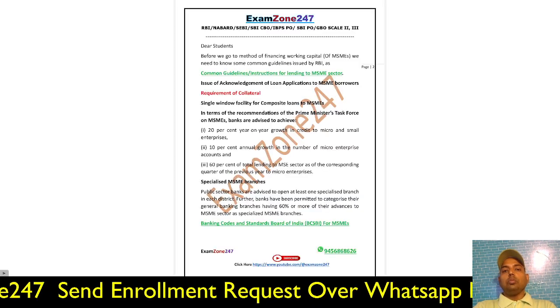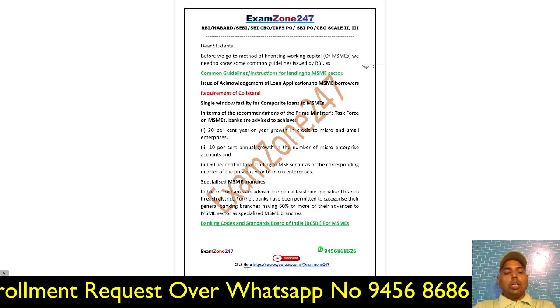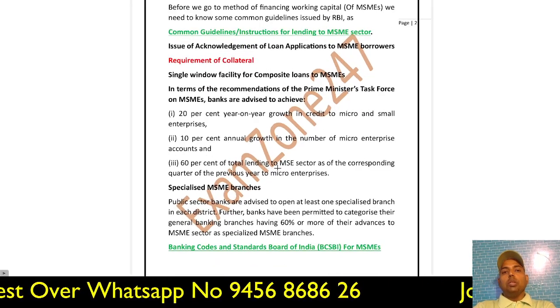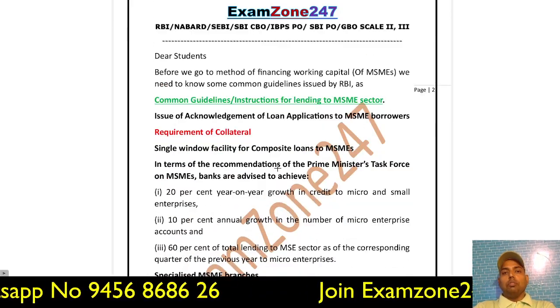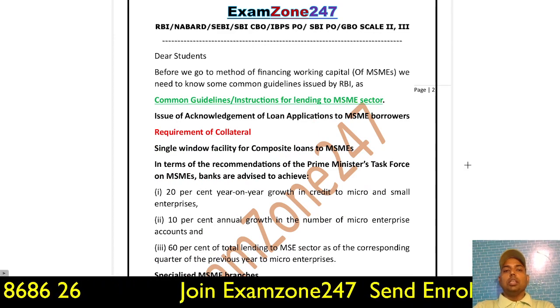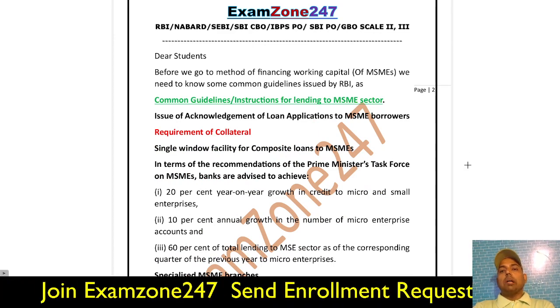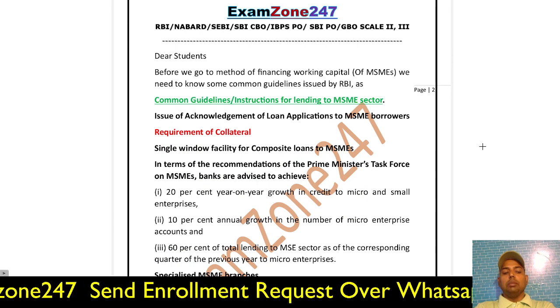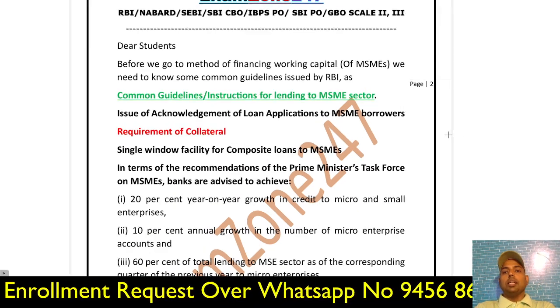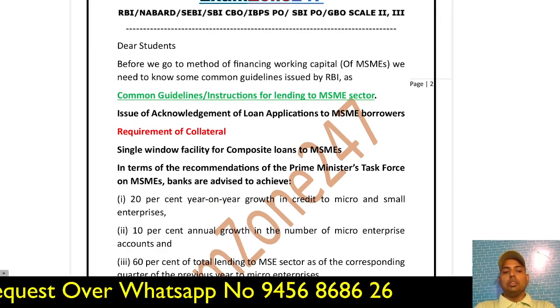Now, what are the common guidelines? Before we go through the methods of working capital finance, we must know what the common guidelines are for MSMEs, micro, small, and medium enterprises.